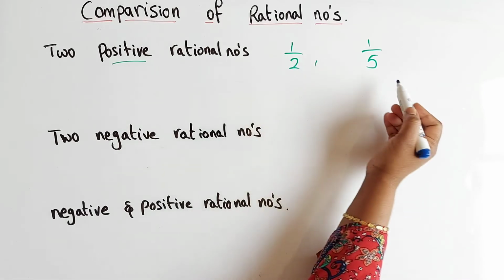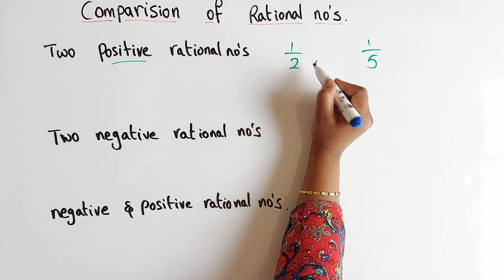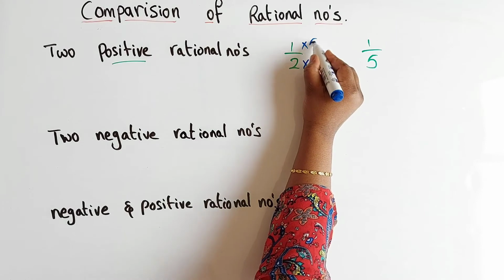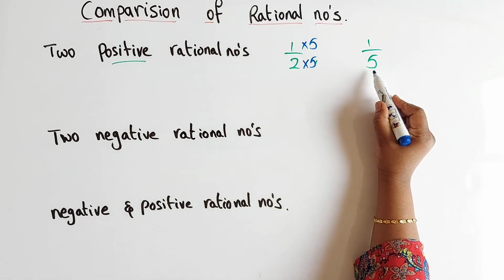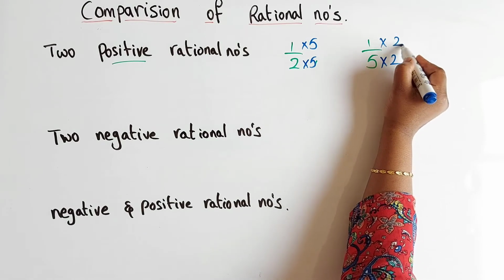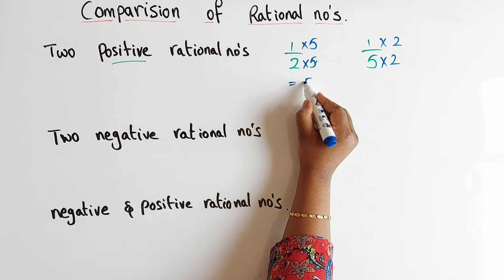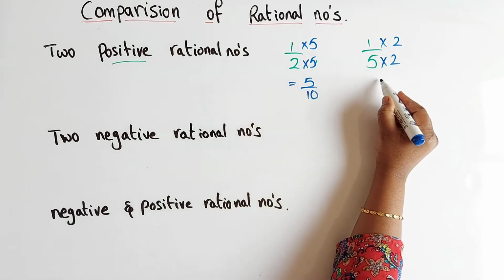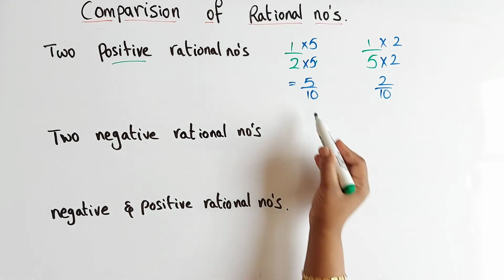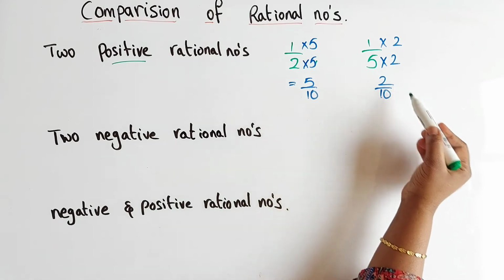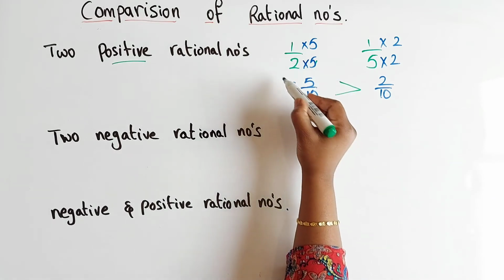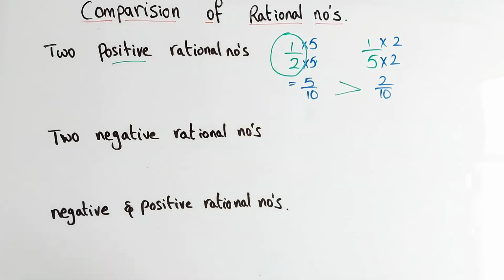Now see here, the LCM of 5 and 2 is 10. So I am making this 2 into 10 by multiplying with 5. So here also we have to multiply with 5. Now for 5, we have to get the denominator as 10, so multiply with 2 here and here also 2. Now this will become 5 by 10 and this will become 2 by 10. Now it is easy to compare. Both have the same denominator. This is 5 by 10 and this is 2 by 10. Which number is greater? 5 is greater. That means 1 by 2 is greater. Right children?